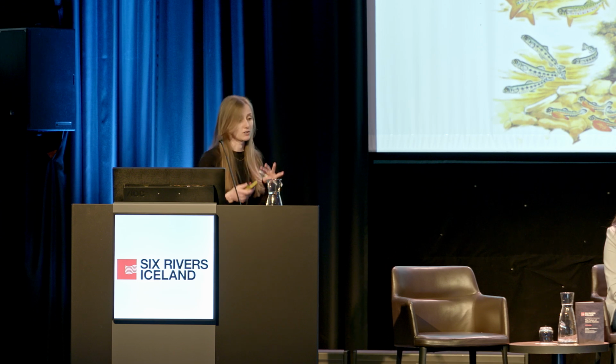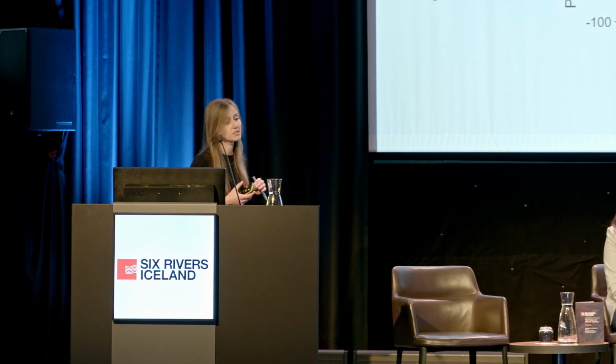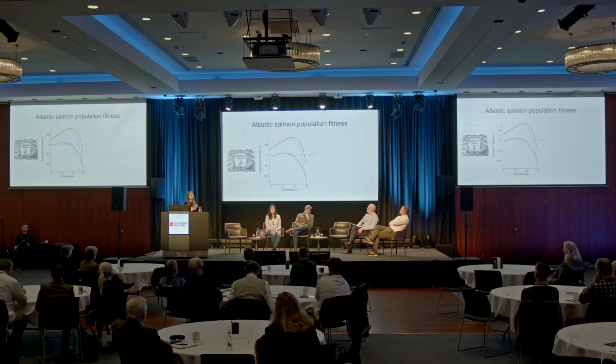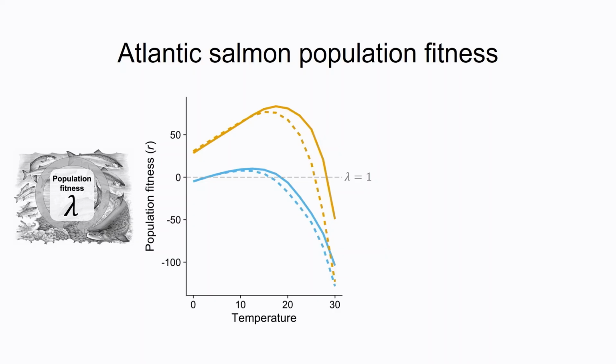So now we have our population model, we can look at this population fitness across a range of temperatures. So we've got our population fitness on the y-axis and then increasing temperature on the x-axis. And then we can see the grey dotted line is basically where lambda is equal to 1. So your population's stable, it's neither growing nor declining. Then above this, your population fitness is increasing. Below this, your population fitness is declining.